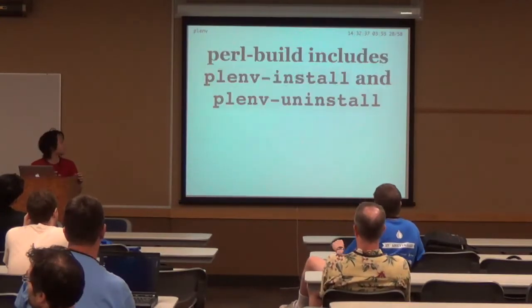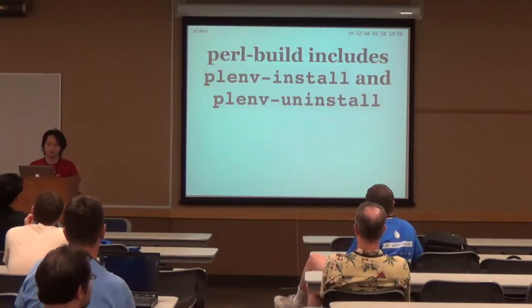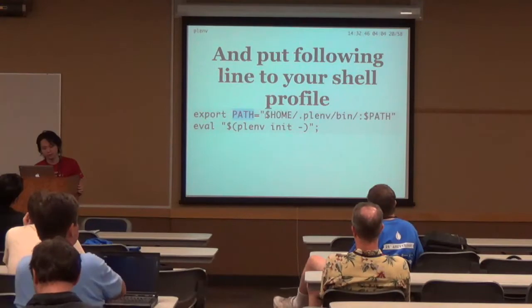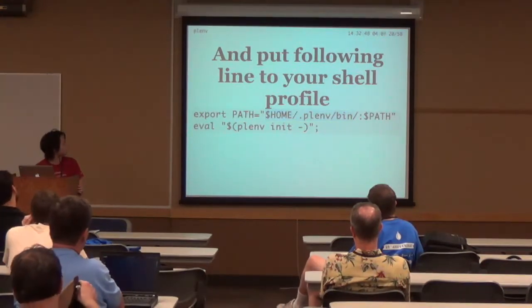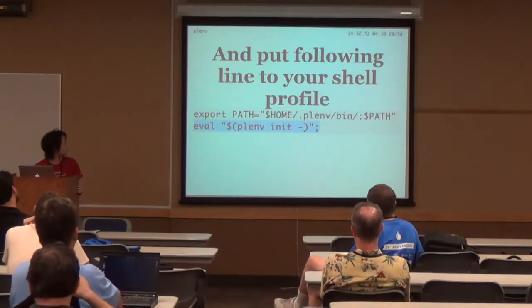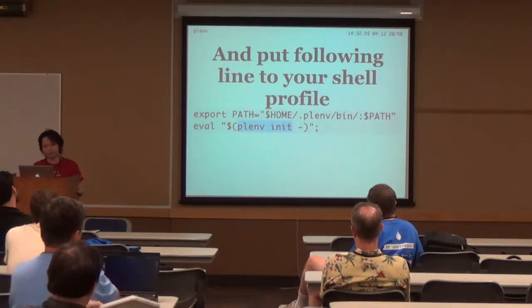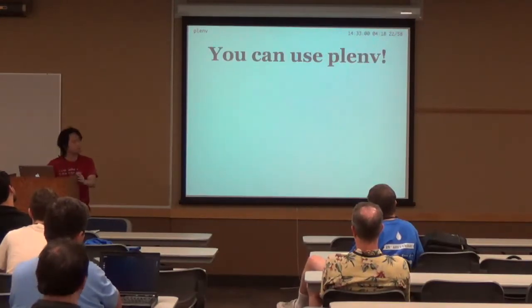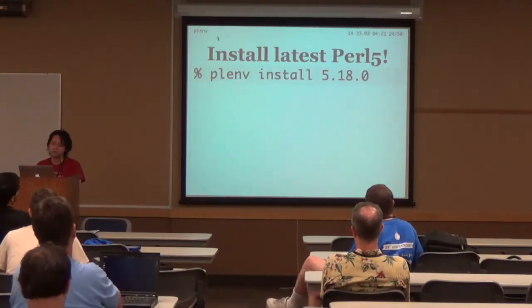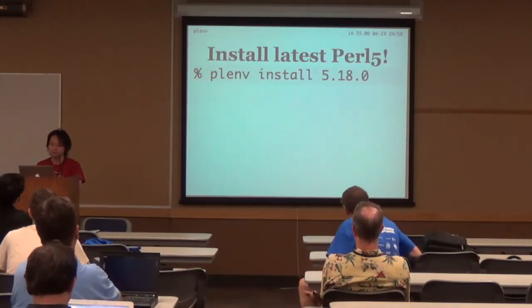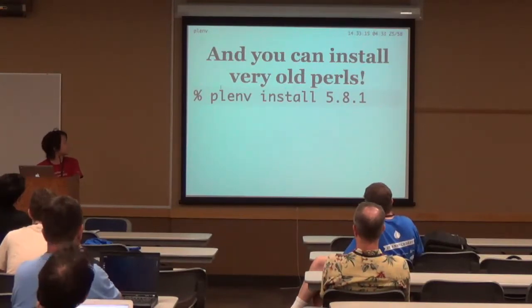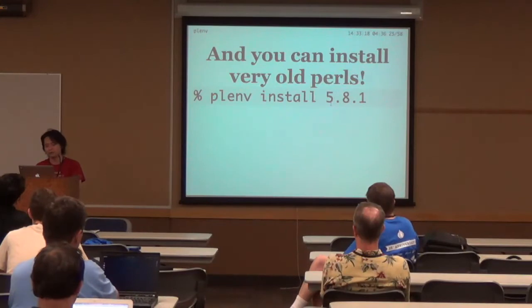It's a plugin for plenv, and you need to add this directory to your path and add this line. The plenv init command outputs shell scripts to evaluate. It's all done. You can use plenv now. So install the latest Perl 5. You need to install the latest Perl 5. Then plenv install 5.18.0. And if you need to install older versions, then plenv install 5.8.1 or something.